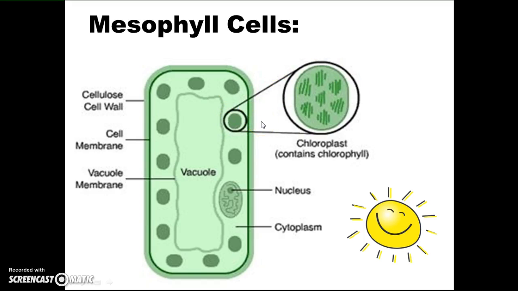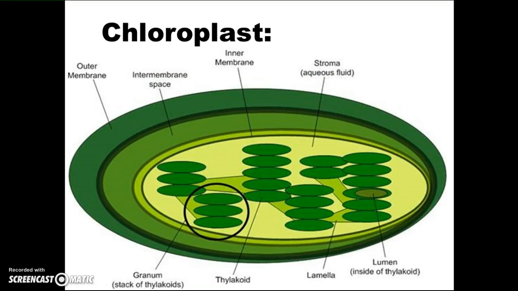The chloroplast is a double membrane bound organelle, and the chloroplast contains the chlorophyll, which, as we'll learn as we go on, is extremely important. So here is a breakdown of the chloroplast. As you can see, the chloroplast is a double membraned organelle. It contains the thylakoids. Here's the thylakoid.